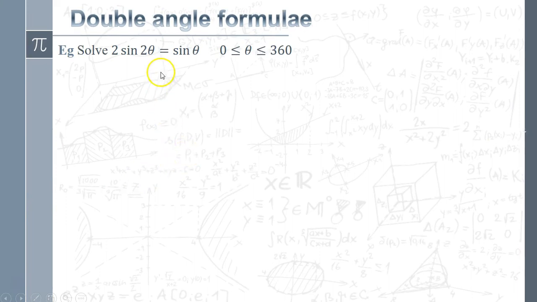So again, what we've got here is our equation in terms of two angles. This angle here is twice the size of that angle there. What we've got to do is manipulate this so we've got it all in terms of just the one angle.